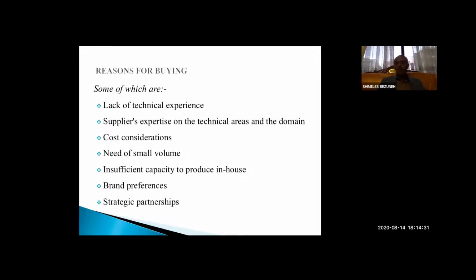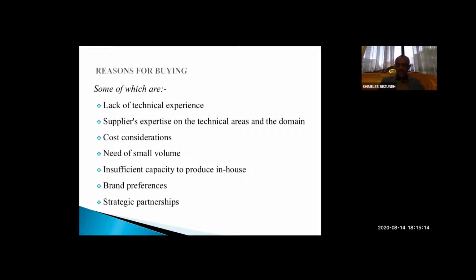Some companies prefer making, while other companies may prefer buying. What are the reasons behind buying? Lack of technical experience. If I lack technical experience, I don't have any option. Even if I wish to make, I should buy because I lack technical experience. Suppliers' expertise in the technical areas. This is the same reason. Cost consideration. If the cost of making is higher than the cost of buying, we prefer buying. Need for small volume. If the volume is very small, I want to give it to buying. Insufficient capacity to produce in-house, this is clear.